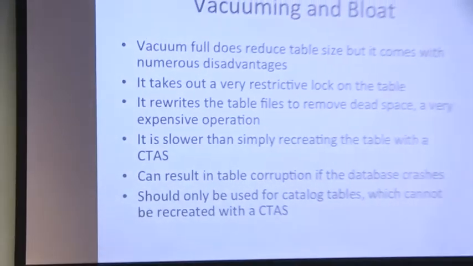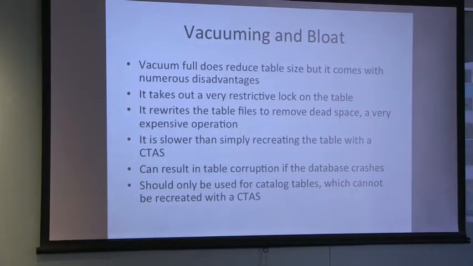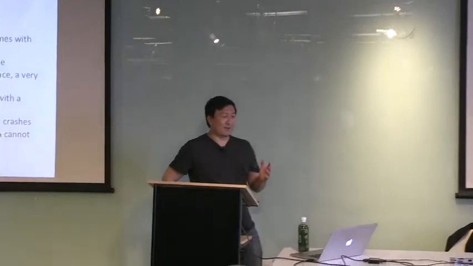The other flavor of vacuum is vacuum full. And this variety of vacuum actually does reduce the table size, right? It does that by rewriting the files for the table to move blocks of data next to each other. But that is a very expensive operation, obviously, right? It takes out a very restrictive lock on the table. Again, it takes the highest level lock in Greenplum Database. That lock will block any type of select. It will block any type of explain plan written against the table. And it's slower than simply recreating the table with a CTAS.